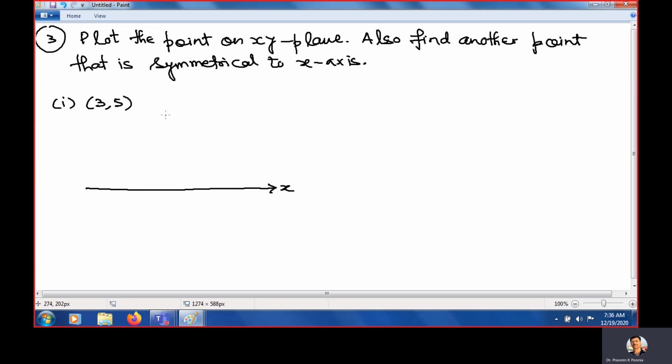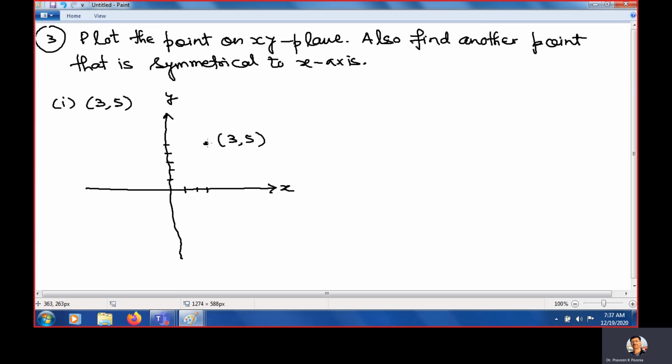This is the x-axis and this is the y-axis. Both 3 and 5 are positive. 1, 2, 3, 4, 5. So it will be here. This point is (3, 5). Clear? So this is the first point. We plot it here. It is 3 distance on the x-axis and 5 distance on the y-axis.